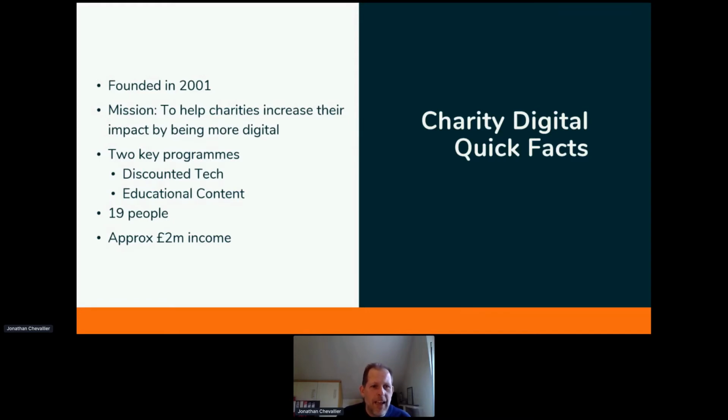Our other program is educating the sector about how to use digital better, so how they can actually increase their impact and how they can be more sustainable through the use of digital. In terms of size, we're now 19 people and we have about £2 million of income.